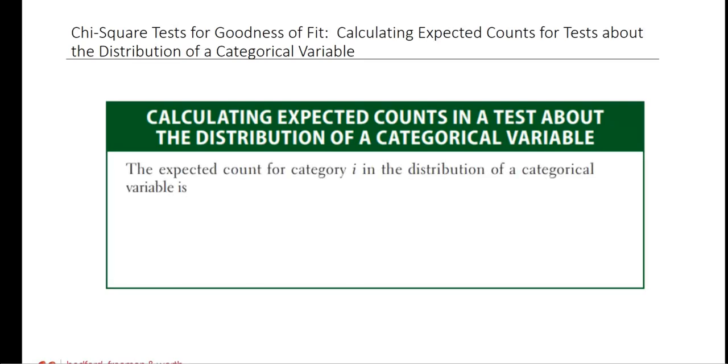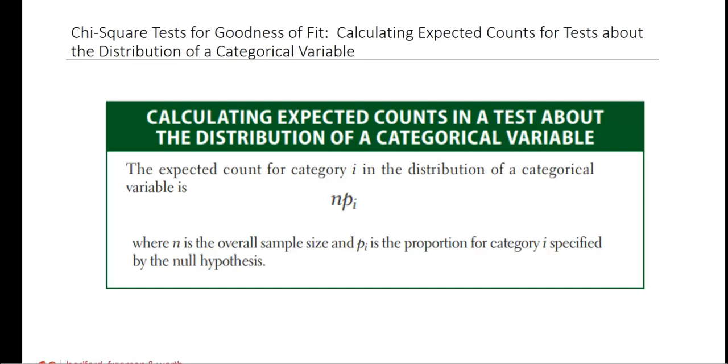Calculate the expected count. This is actually important to be able to do. So now we need to figure out the expected counts. And the formula is just n times p for expected counts. In this case, we expect all of them to be the same. So 25% times 80 each time, right? N is the overall sample size, and pi is the proportion for category i specified by the null.